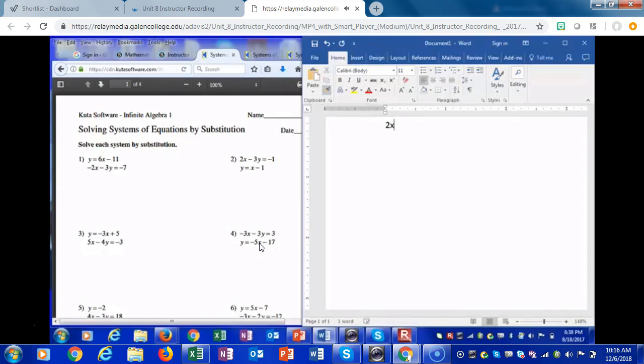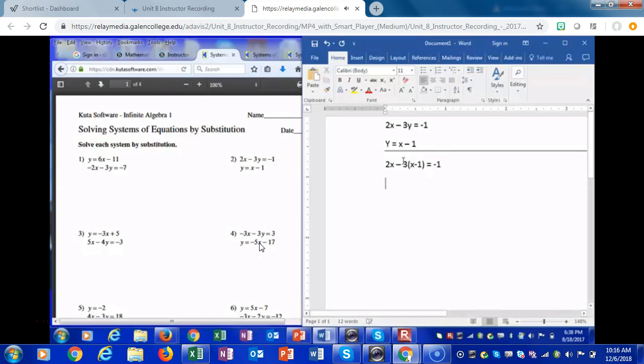2x, and this is number 2, minus 3y equals negative 1. And of course, y equals x minus 1. All right, so in for this y, I'm going to input x minus 1. So now we have 2x minus 3 times, in for y, x minus 1. That equals negative 1.